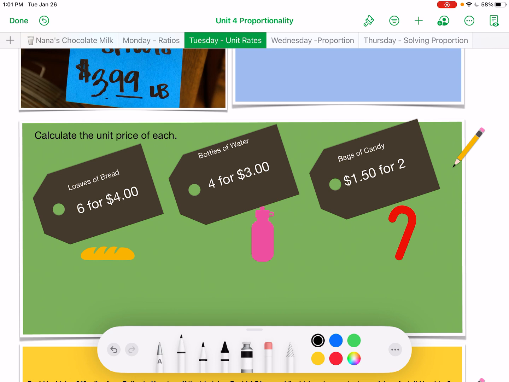Here you have bread, and we bought 6 loaves for $4. So our unit rate is how much 1 loaf is going to cost. We are going to divide 4 by 6, because if we set this up proportionally, the 6 represents our loaves of bread, so how much would 1 loaf of bread cost? So we're finding out for the 1 unit. 4 divided by 6. We need to add our decimal and bring it up.